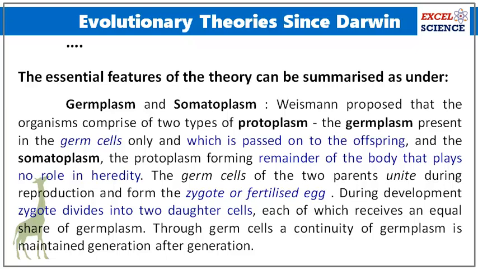Weismann proposed that the organisms comprised of two types of protoplasm: the germplasm present in the germ cells only and which is passed on to the offspring, and the somatoplasm, the protoplasm forming remainder of the body that plays no role in heredity. The germ cells of the two parents unite during reproduction and form the zygote or fertilized egg. During development, zygote divides into two daughter cells, each of which receives an equal share of germplasm. Through germ cells, a continuity of germplasm is maintained generation after generation.